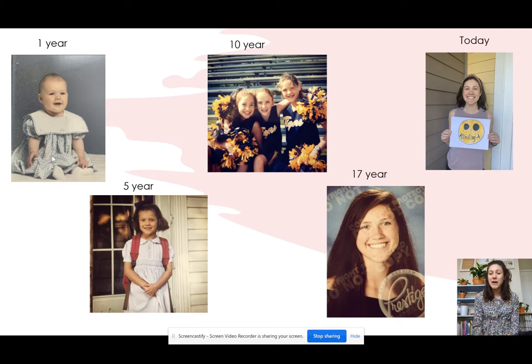Just like if you were to ask mom or dad or grandma and grandpa for pictures from when they were babies and kids to now, while they're still the same person, they've grown and they've changed. We're all going through our own life cycles.